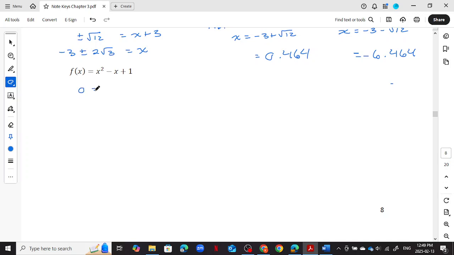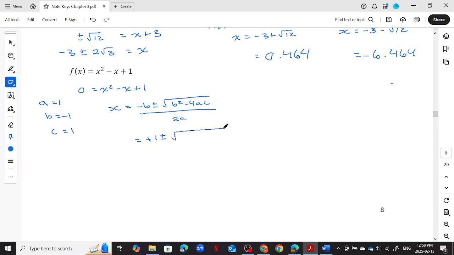So again, I'm going to make this equal to 0. I've got x squared minus x plus 1, which means I have an a value of 1, a b value of -1, and a c value of 1. My quadratic formula is x equals -b plus or minus the square root of b squared minus 4ac all over 2a, which is going to give me -1 plus or minus the square root of -1 squared minus 4 times 1 times 1 all over 2 times 1.